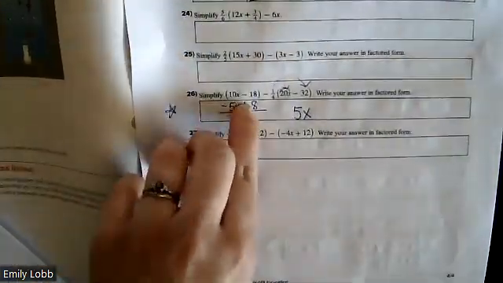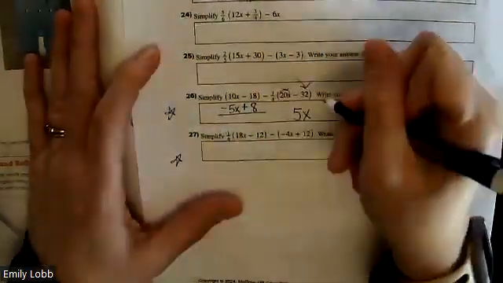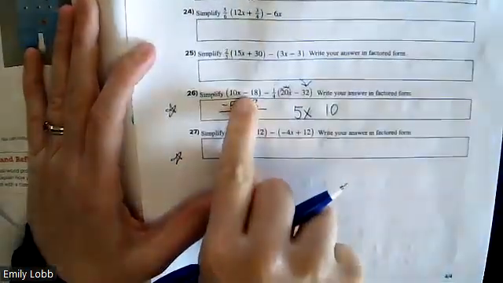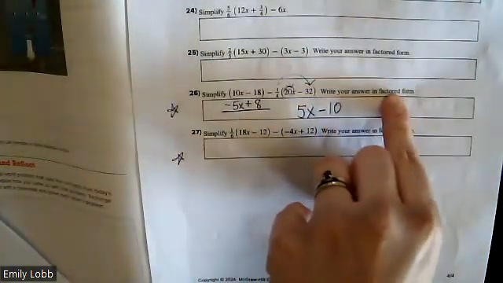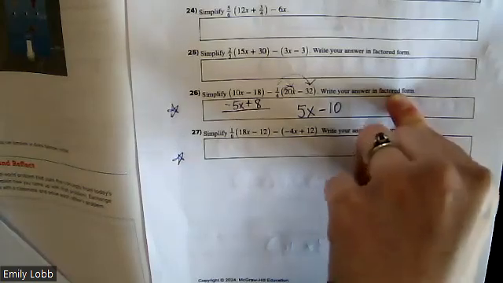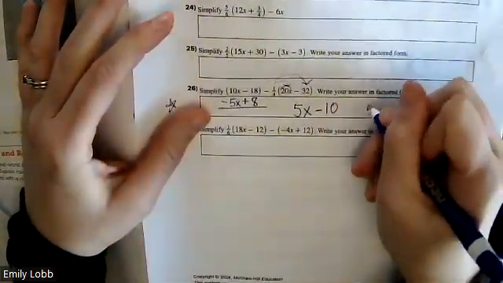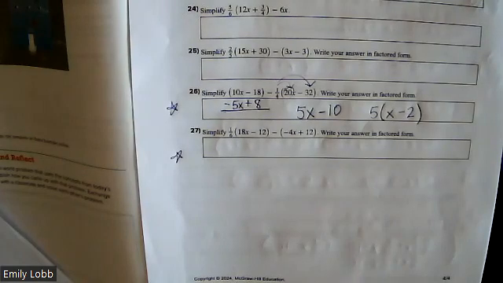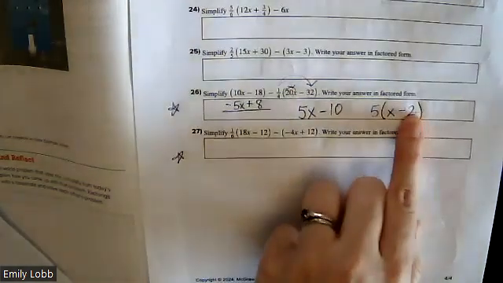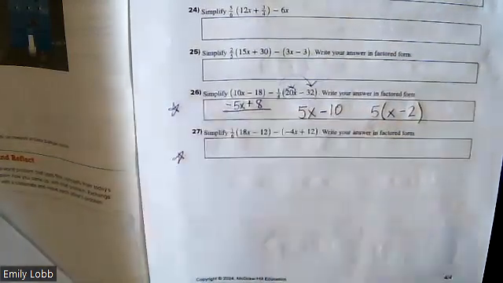And then if I have a -18 and a +8, remember they're different. So I'm finding the difference. 18 minus 8 is 10, but my bigger number is negative. I can't stop here though because they want our answer in factored form. So what can I take out? 5. So x minus 2. Yes, because -2 times 5 gives us that -10.